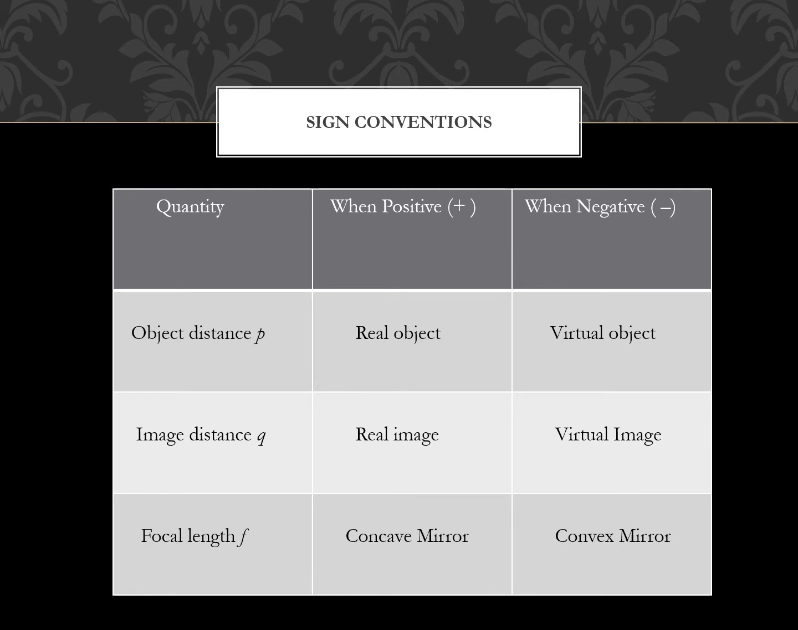When you are going to solve numerical problems, you are going to use these sign conventions. If the examiner says that you are using a concave mirror, then understand that its focal length is positive. And if he says that it makes a real image, then it means that your image distance is also positive and the object distance is also positive. It entirely depends upon the statement that is given to you. According to the statement, you are going to assign the positive and negative signs to the values of object distance, image distance, or focal length.